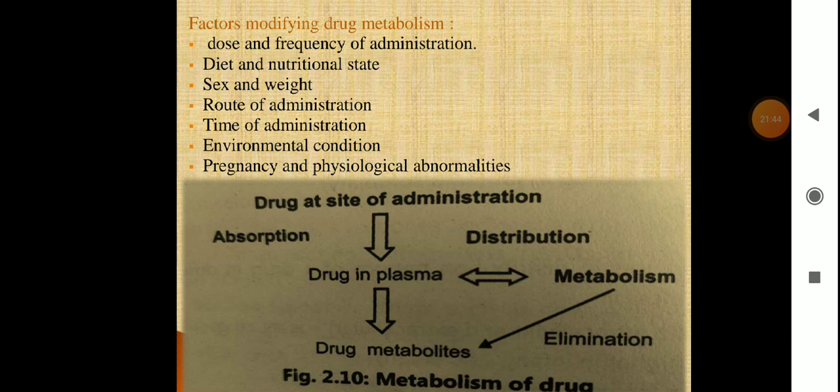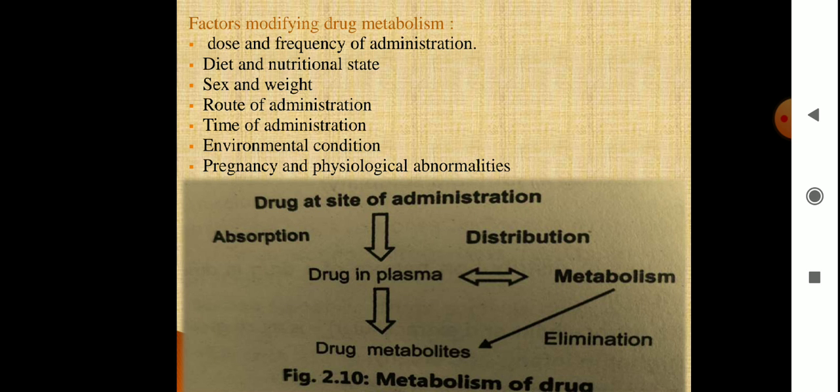Some of the factors which also affect the metabolism are the dose and frequency of administration, diet and nutritional state, sex and body weight. According to sex and body weight, there may be changes in the metabolism. The route of administration, which type of route you have chosen, is also very important, and the time of administration, that is before or after meals, or environmental conditions like morning, afternoon, night, all can be responsible for the modification of the metabolism.